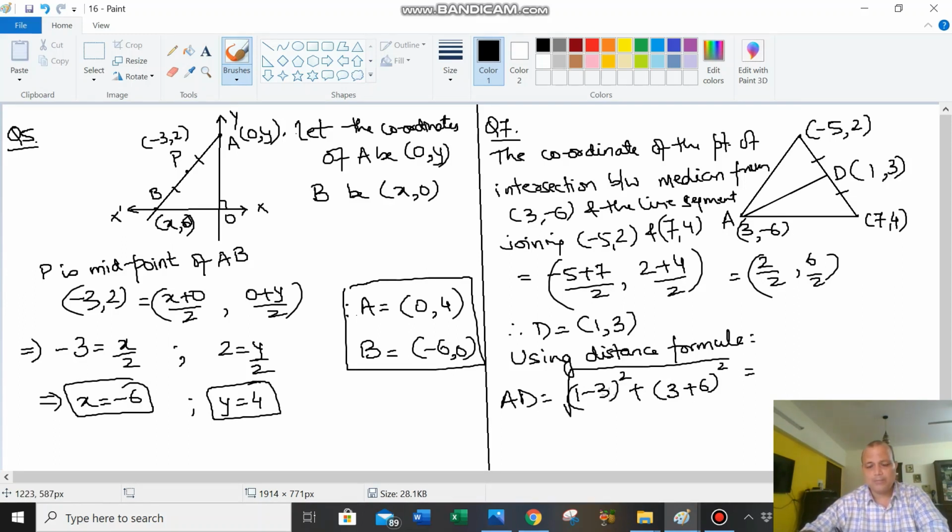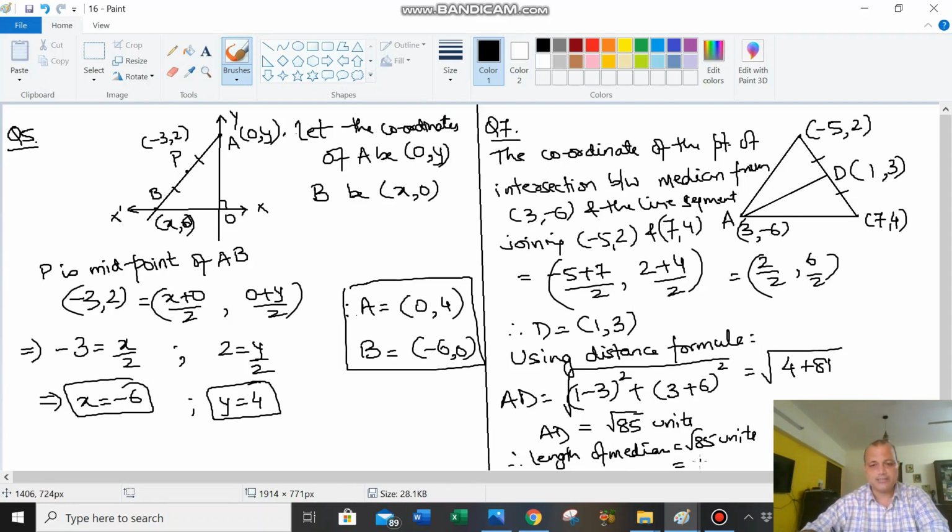This gives me 1 minus 3 is 2 square, that's 4, and this is 9 square, that's 81, which means this is equal to root 85 units. Can I simplify this further? No. Therefore, length of median is equal to root 85 units. I can also find the root and give the answer as 9.22 units. You will also be given a square root table, which we've already done how to use. You can look at the answer from the square root table as well.